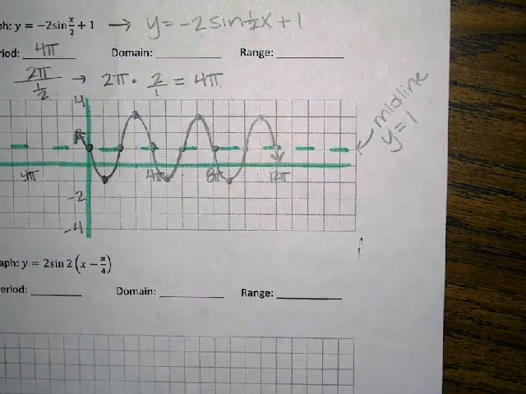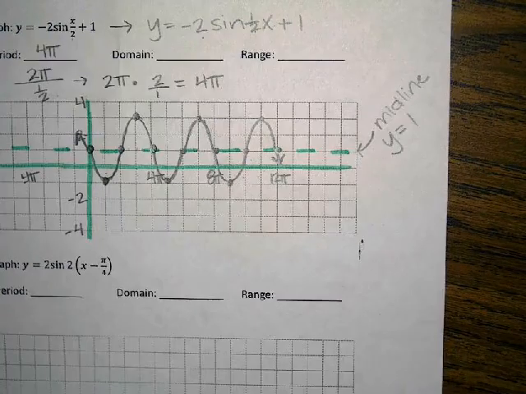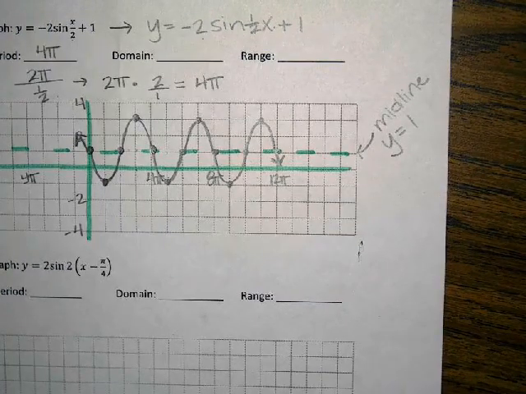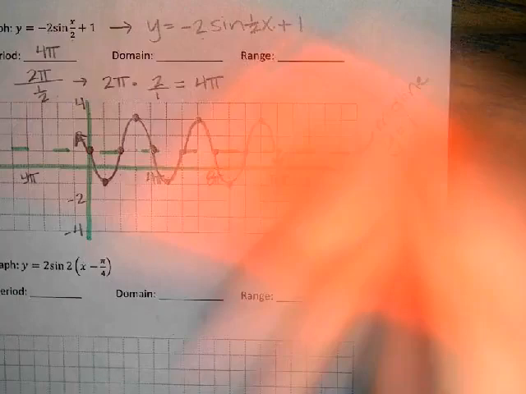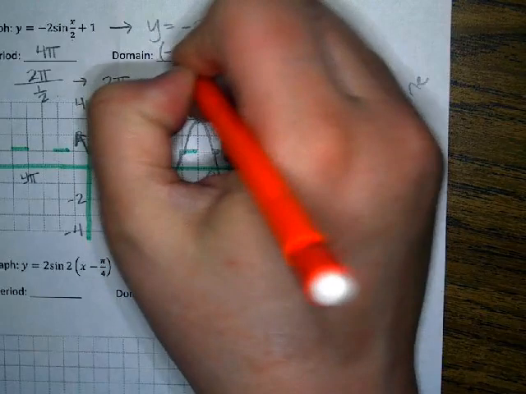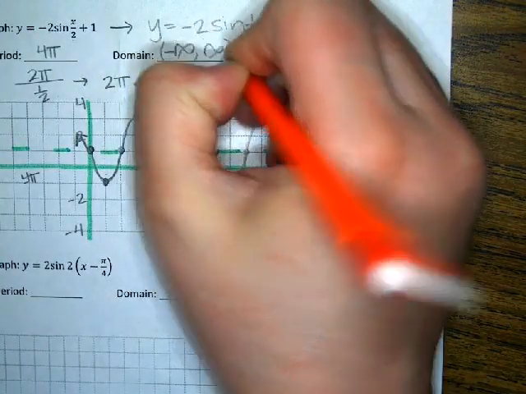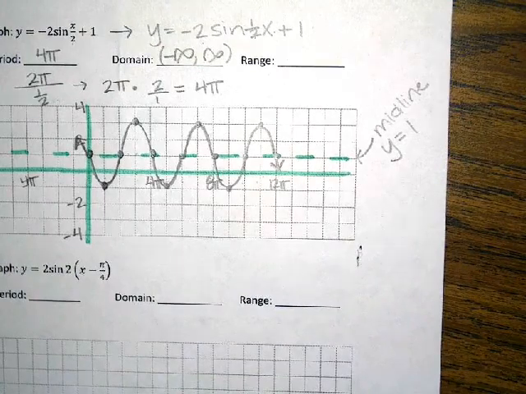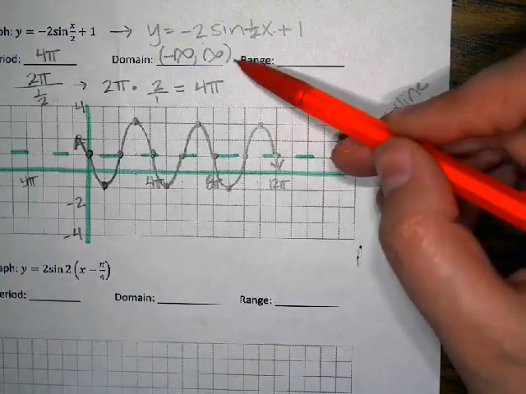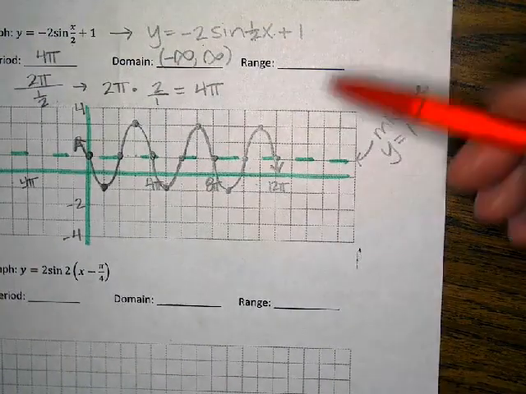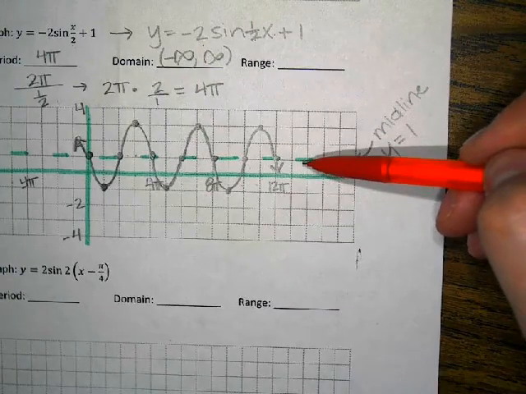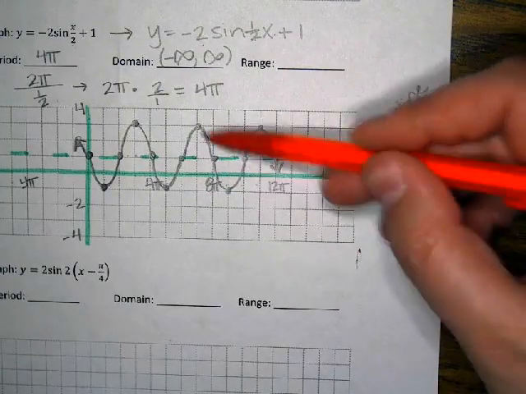All right, what is the domain? Yeah, this still goes forever to the left, forever to the right. Will the domain ever be something different? No, the domain is always going to be the same. It's always going to go forever left, forever right for a sine curve. What's the range for this graph? Yeah, -1 to +3. So the range on these can definitely change. And then brackets, we can actually touch those numbers.